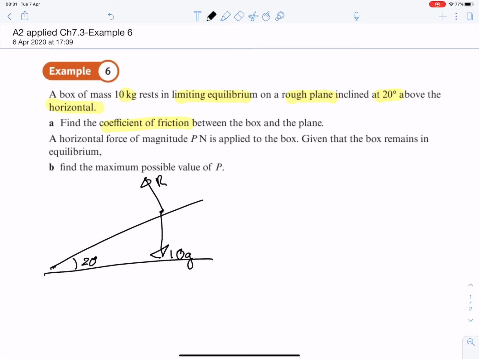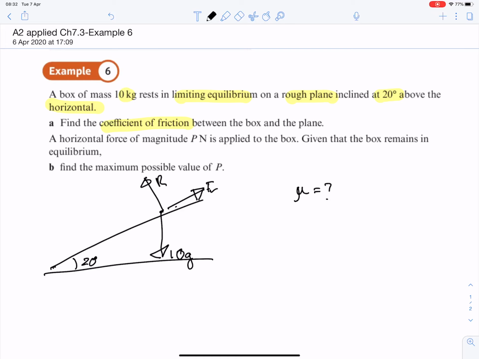The box is trying to slide down the plane, so the friction is going to be acting up the plane and parallel to the plane. And mu is what we've been asked to find.